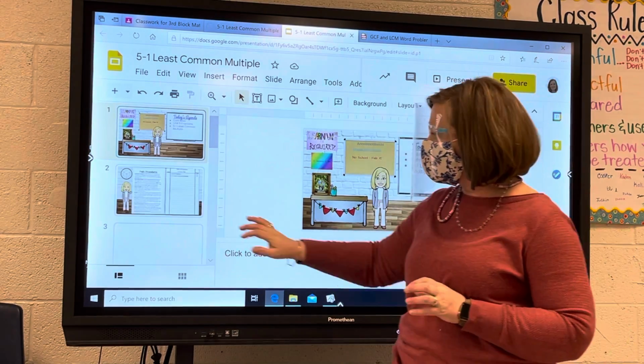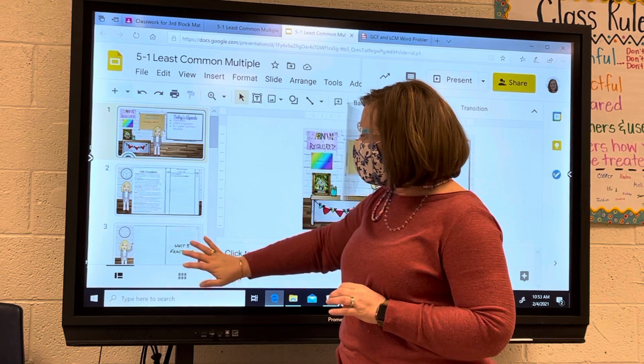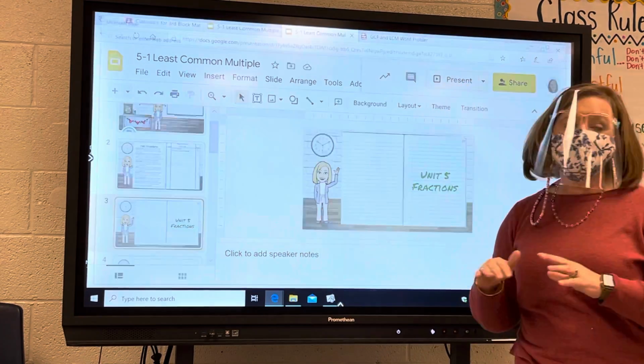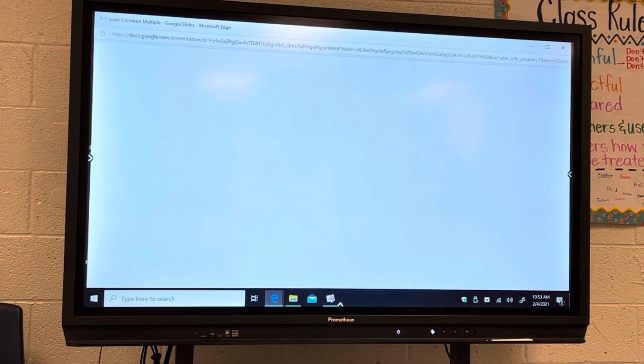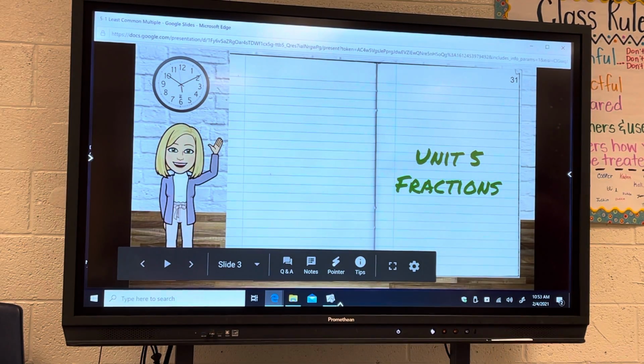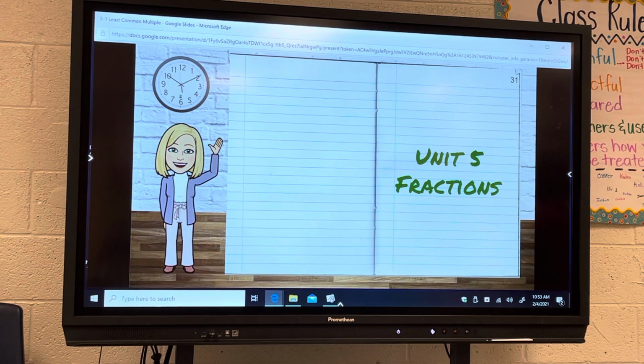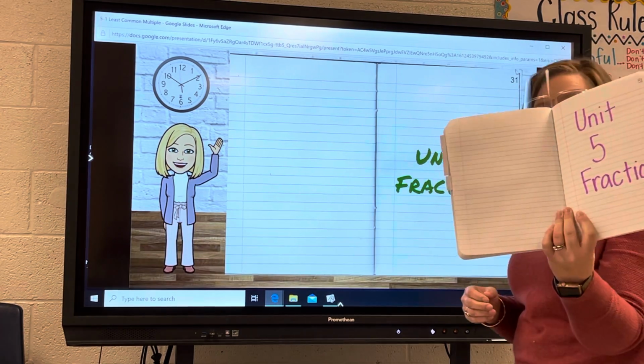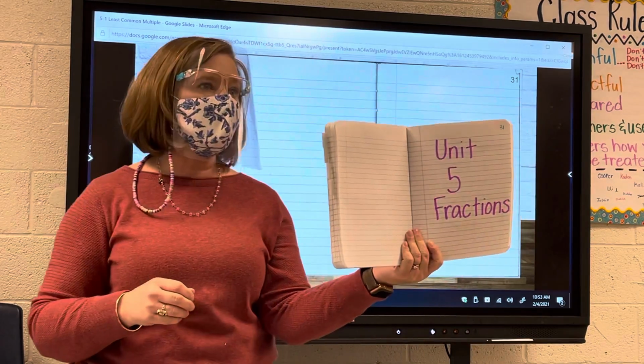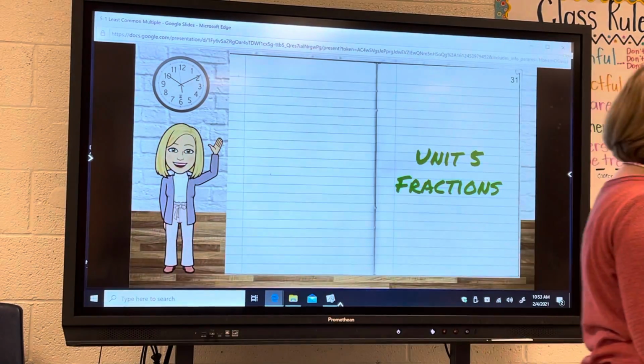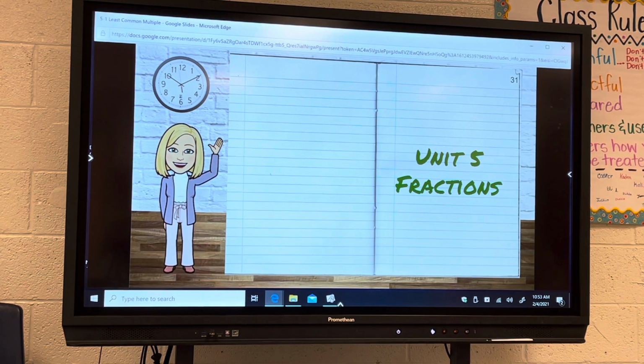All right, on page 31, you can take up the whole page. If you have a tab and you want to add a tab, add one. But mine says Unit 5 fractions. Okay? Your page 31 needs to say Unit 5 fractions. After you write that, whatever writing utensil you're using, just put it down.